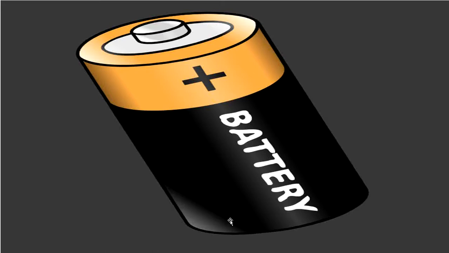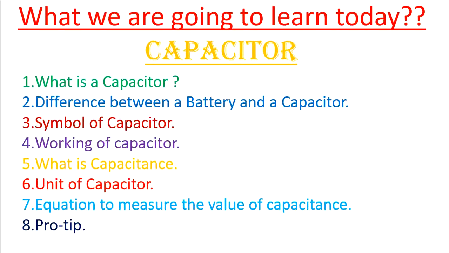Today we are going to learn about capacitor. The topics which we are covering today are what is a capacitor, difference between a battery and a capacitor, symbol of capacitor and working of it, what is capacitance, unit of capacitor and the equation to measure the value of capacitance. And at the end of the tutorial, there will be a pro tip for all of you. So do watch the tutorial till the end to get that tip.